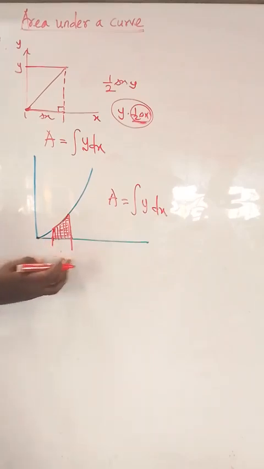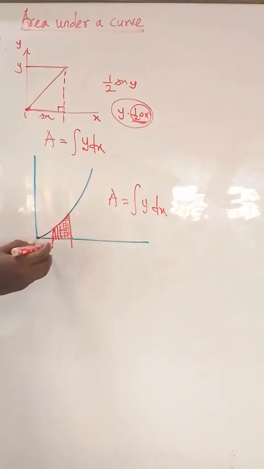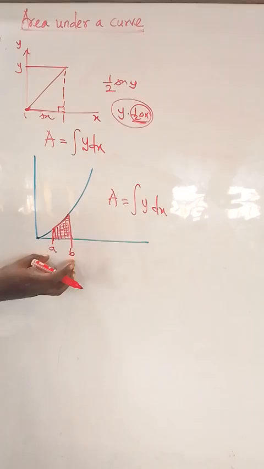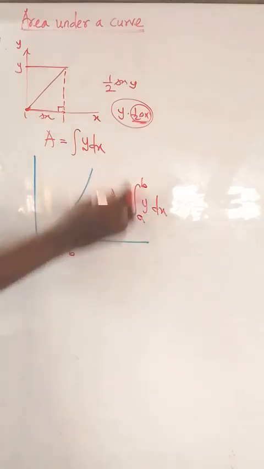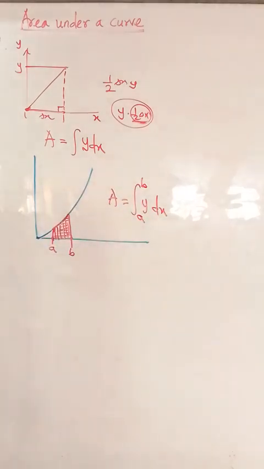So these are the limits within the graph where we want to get the area. We can call this place A, and we can call this B. So we are looking for the area of the function between A and B. B is the upper limit, A is the lower limit. So that's what we get from between A and B, the area of this shape.